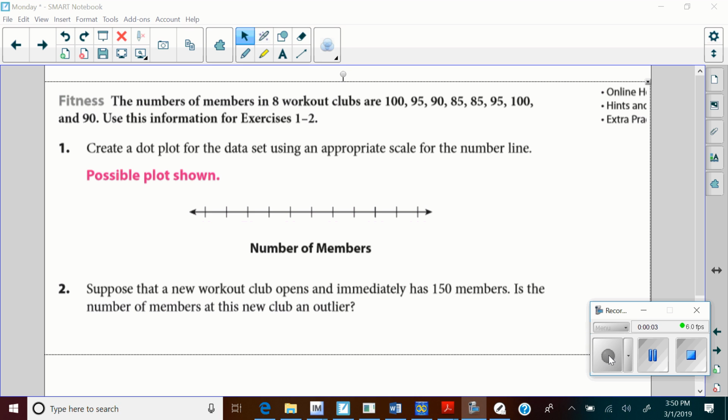Thanks for checking out A1 Math. Today we're looking at using a data plot and finding the outlier in a real-world problem. Let's take a look.